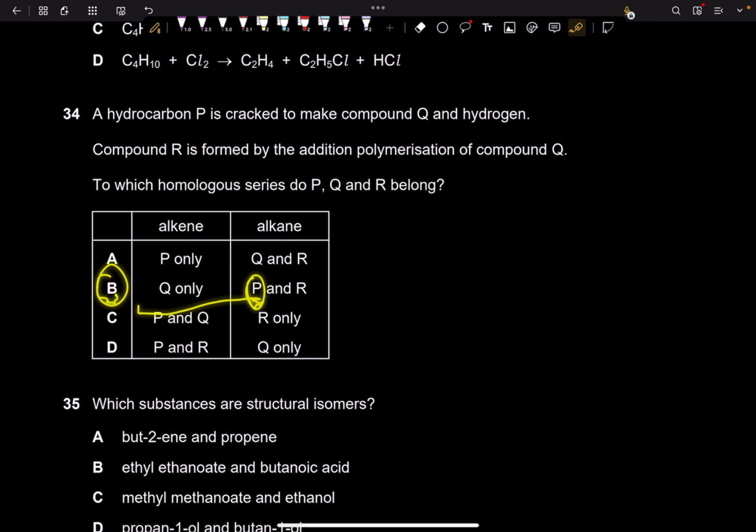Compound R is formed by the addition polymerization. Yes, when we do addition polymerization of ethene, what are we basically forming?